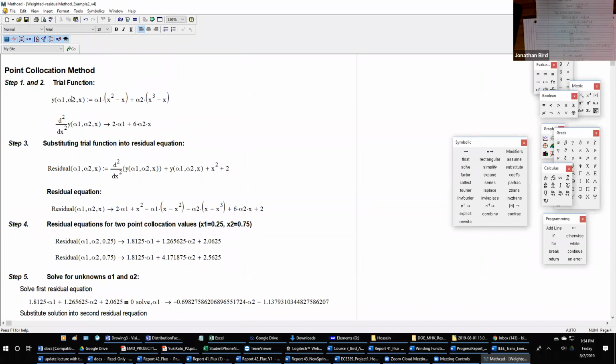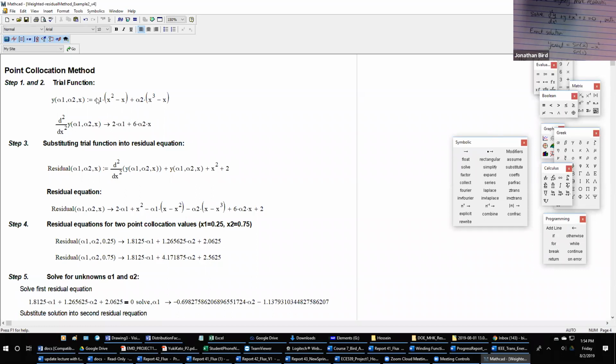Okay, so we've got three different approaches. So this is the point collocation method. And again, I'm trying to, oh, maybe this is kind of cool. I can see this as well. So I'm trying to solve this. So we're trying to solve this differential equation here, right?